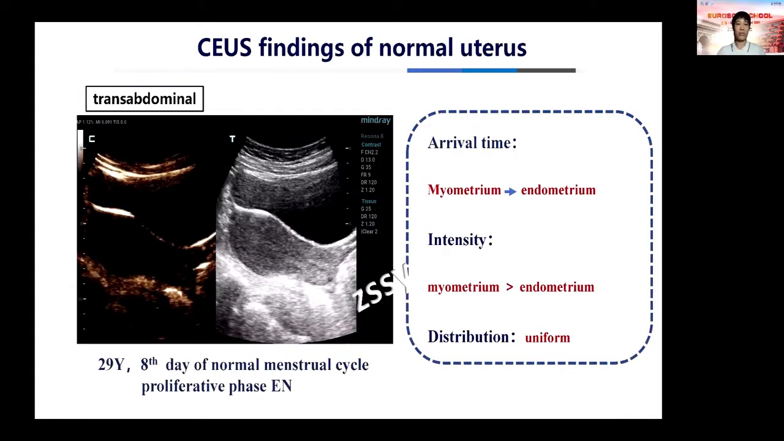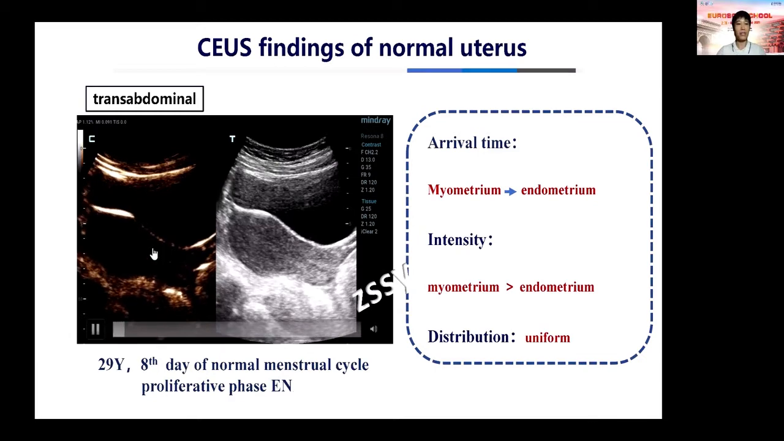So, we should learn about the CEUS image of normal uterus firstly. Informed written consent was given by all participants. Then I will show two cases. The first one is a 29-year-old woman. The SD of normal menstrual cycle, that's to say, is proliferative phase of endometrium.